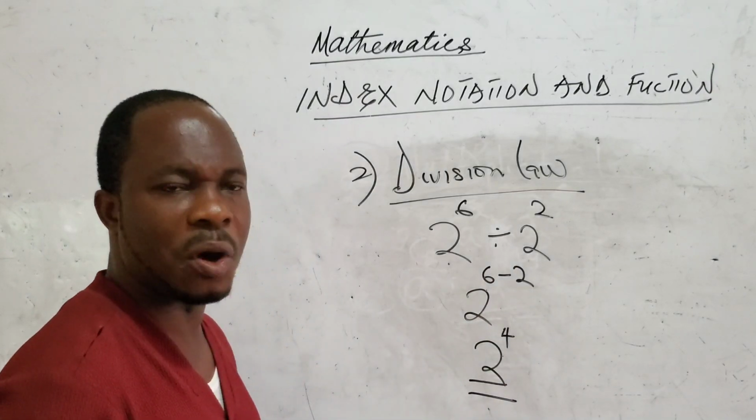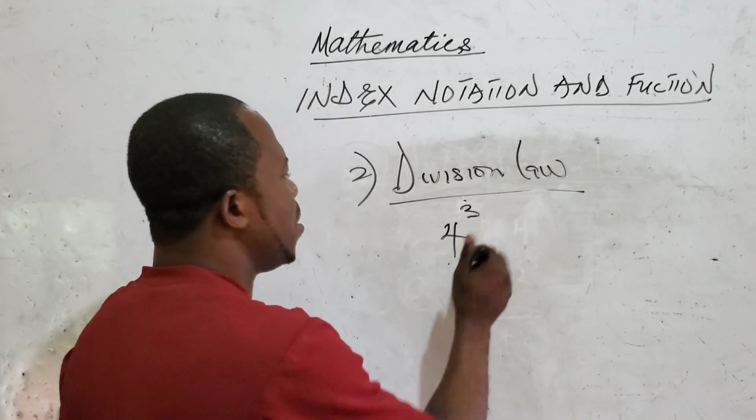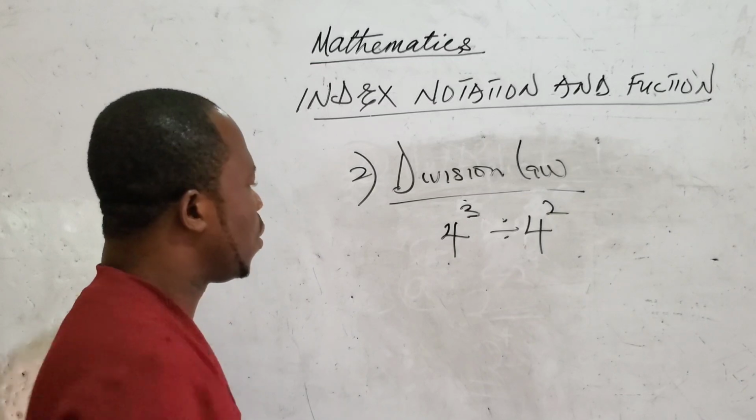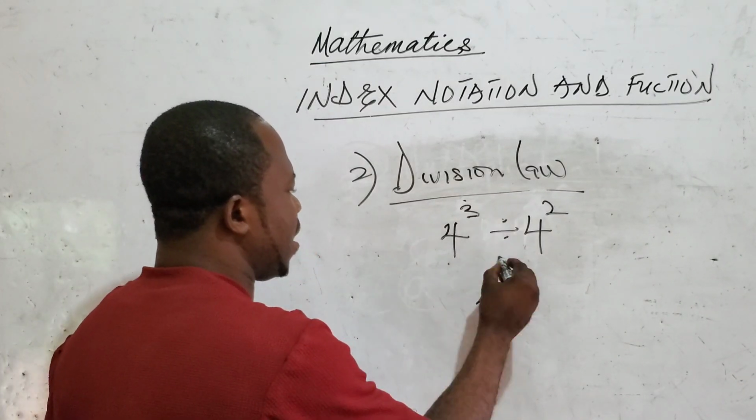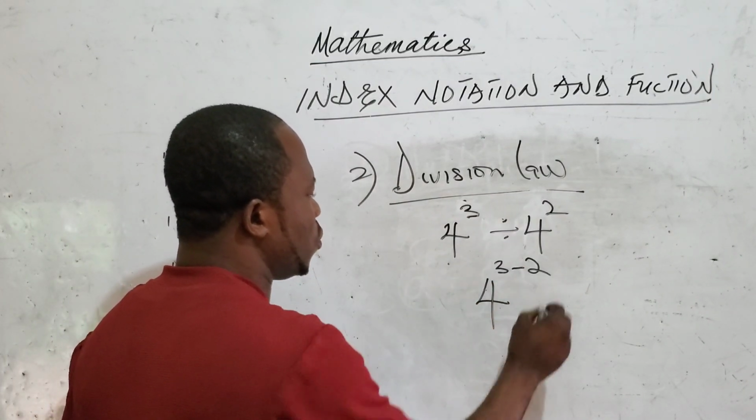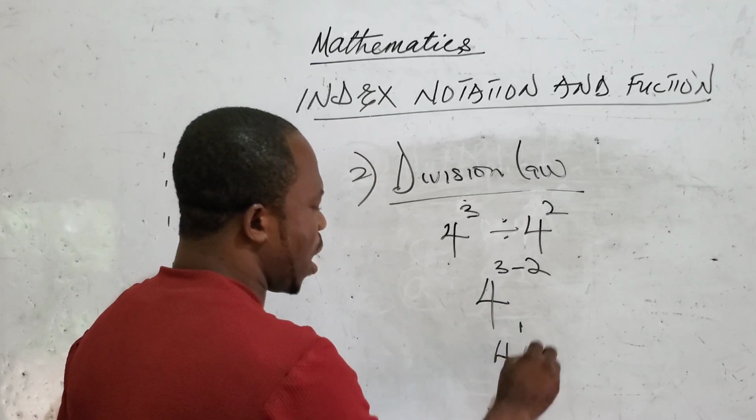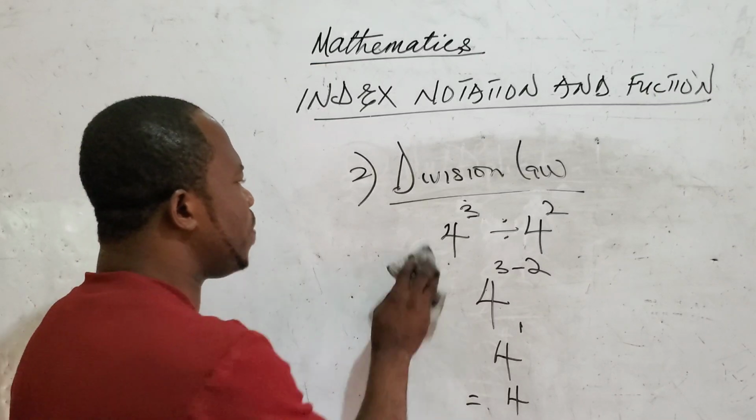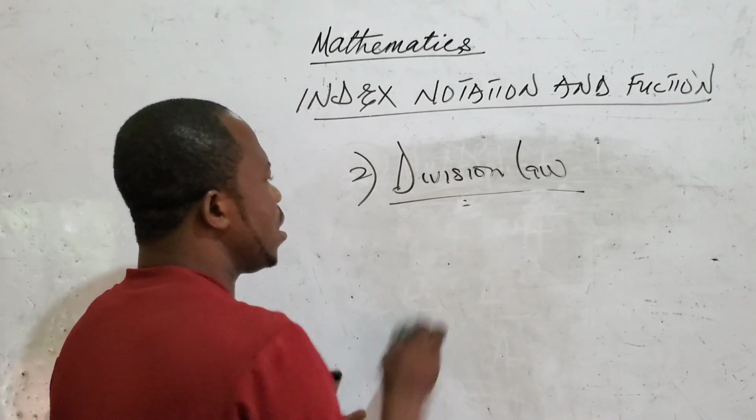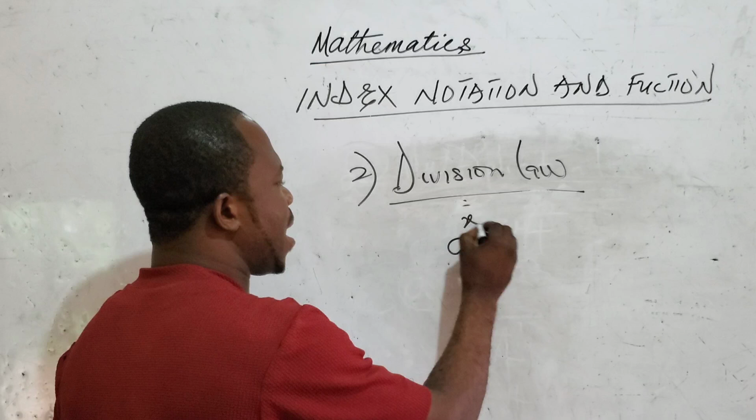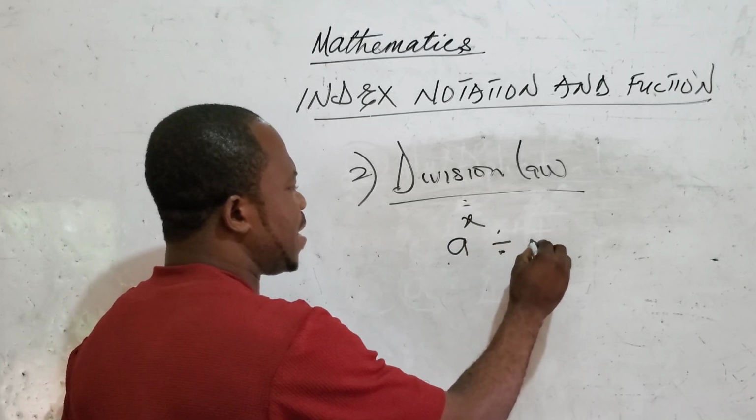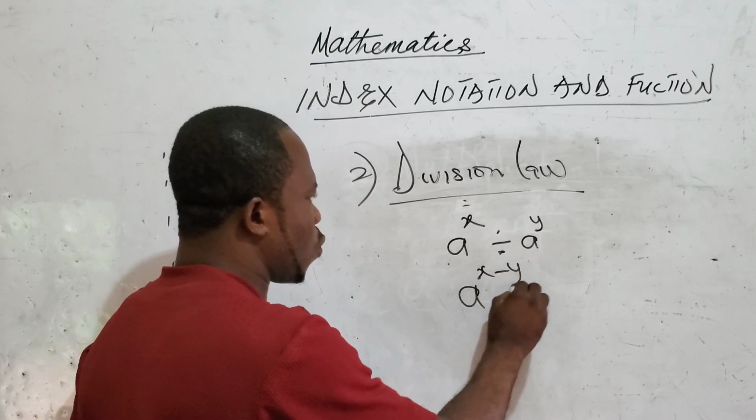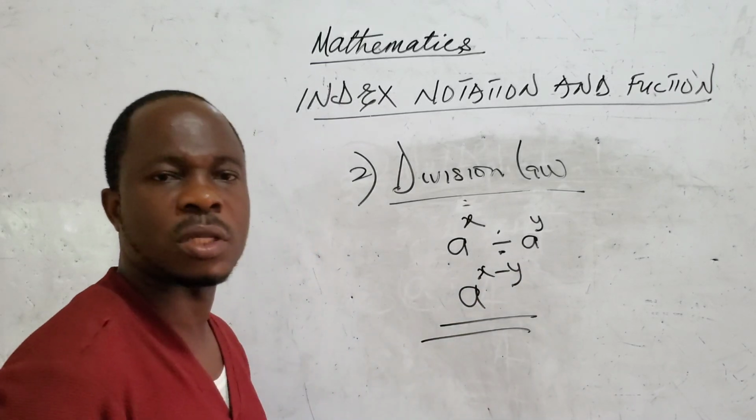That is the result. Let's say again we have 4 raised to the power 3 divided by 4 raised to the power 2. We take this 4 and say 3 minus 2. And of course we obtain 4 raised to the power 1, which is equal to 4. That is our result. So I can conclude by saying that if A raised to the power x is divided by A raised to the power y, our result will be A raised to the power x minus y. And that is all about the division law.